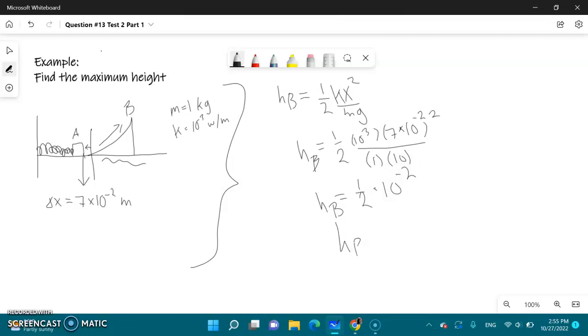And if we keep simplifying this, we're left with about 50 over 200. And this can be simplified to 1/4. So the maximum height that this box is going to reach is 0.25 meters.